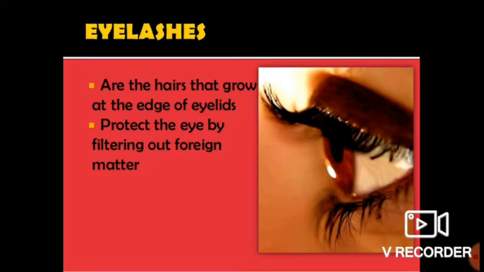Next, eyelashes, the hairs that grow at the edge of eyelid. Protect the eye by filtering out foreign matter.